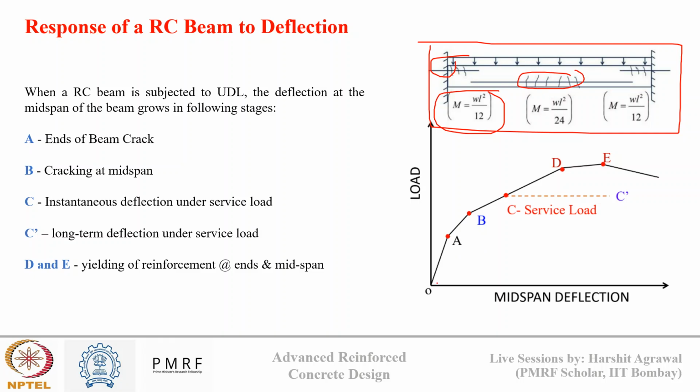Now, as we are increasing the load, this was the point where we saw end of the beam cracking, and then we reach the point B where cracking in the midspan starts to happen.